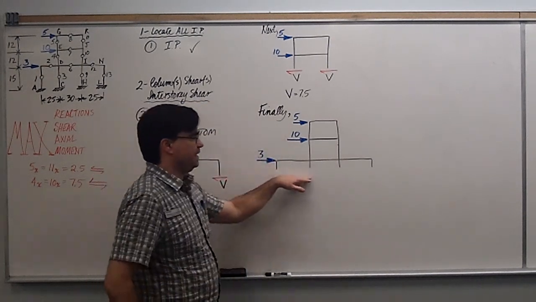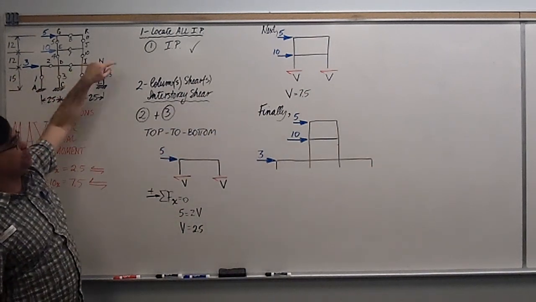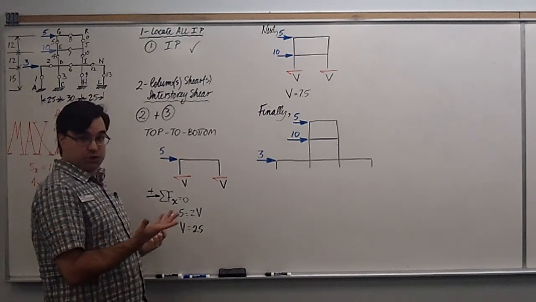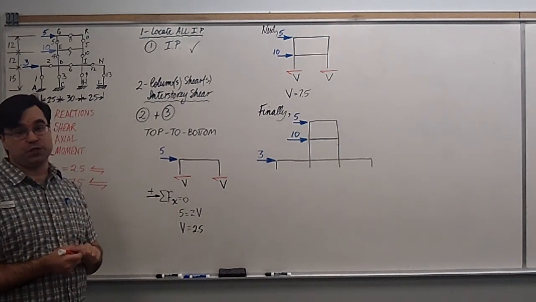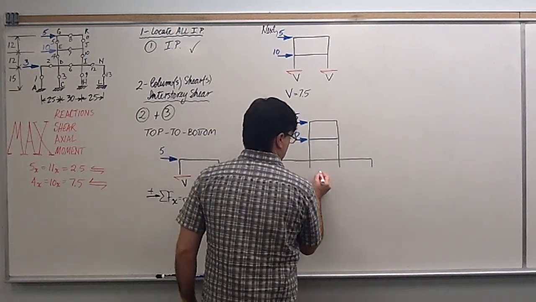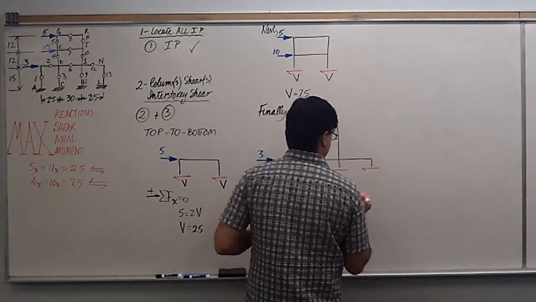So here I cut at the inflection points at 1, 3, 9, 13. Each one of these has a shear, right? An interstory shear. They go this way. Like that.